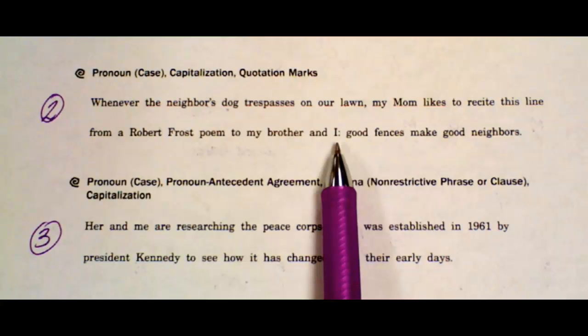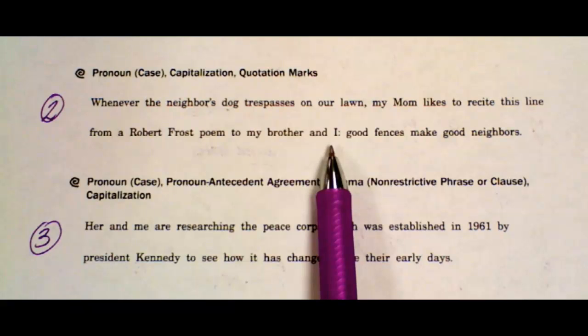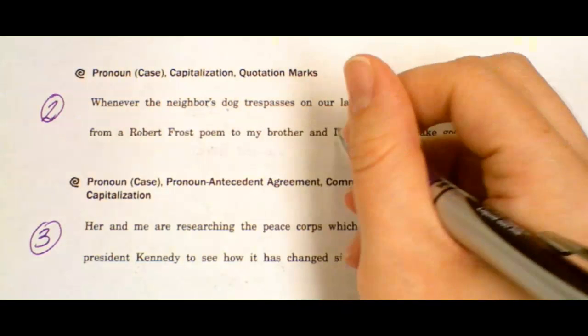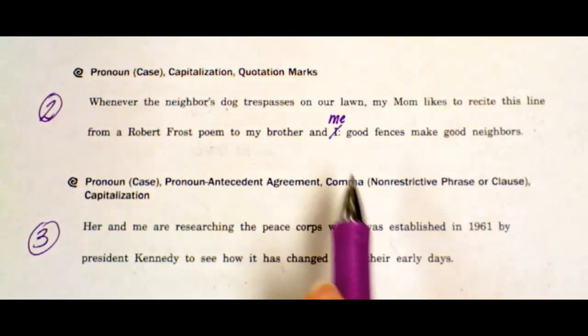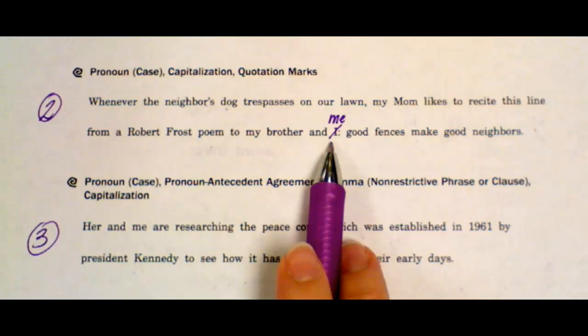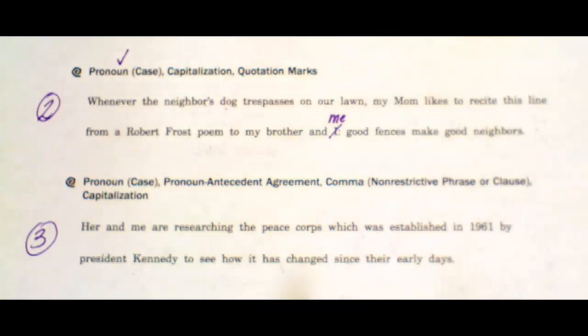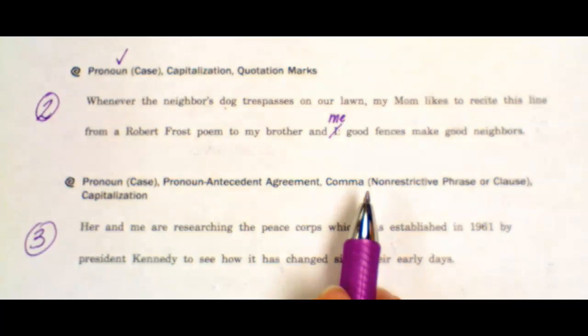My mom likes to recite this line from a Robert Frost poem to I. That kind of sounds a little awkward, so I don't think we've used the correct form. So to correct my pronoun case error, I'm going to replace I with the pronoun me. My mom likes to recite this line of the poem to me. That makes more sense, so I know I've corrected my pronoun case error. Now I'm going to address my capitalization errors.